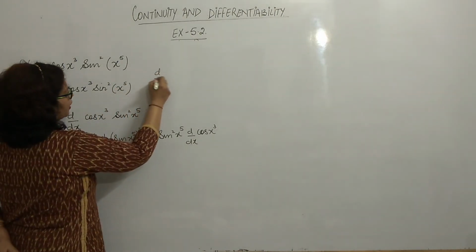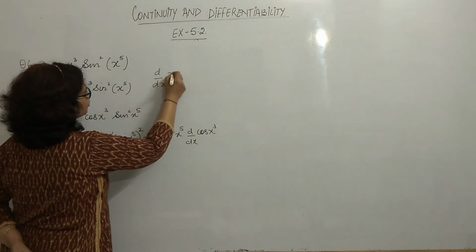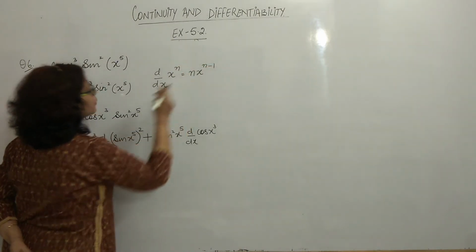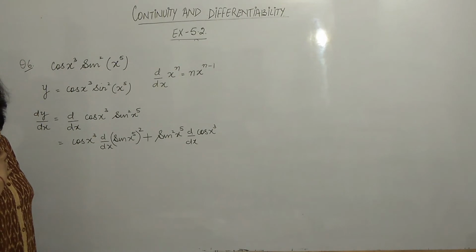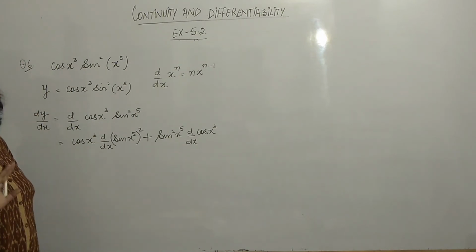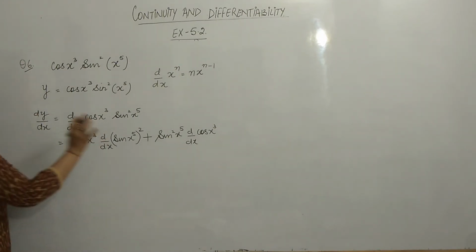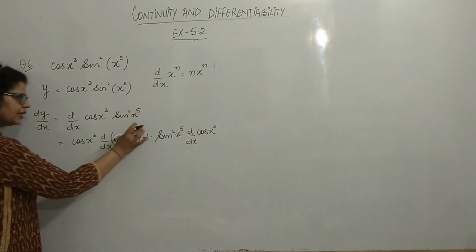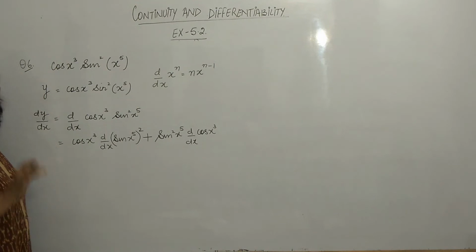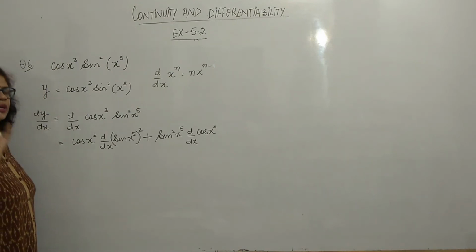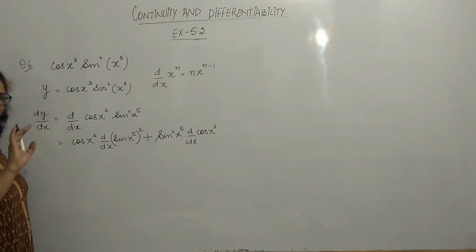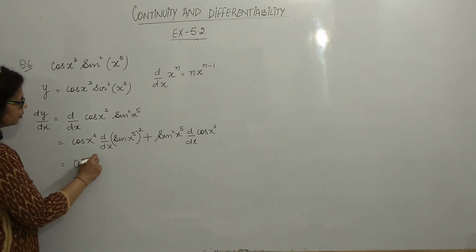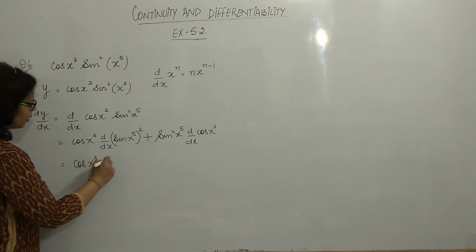What was the power formula? d by dx of x to the power n is equal to n x to the power n minus 1. I name it the power formula, as such nothing is written in the books, right? So first of all, we will solve the whole power, whether it is whole square, whole cube, whole power 10, square root, negative or positive, whatever it may be. So for cos x cube, solve the power first.